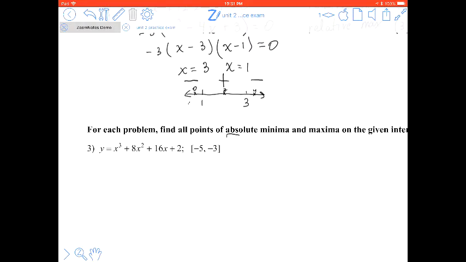Okay, this is also from section 3.2, absolute minimum and maximum. Those are found a little bit differently. It starts the same. We need to find the first derivative. We still have to set it equal to 0.